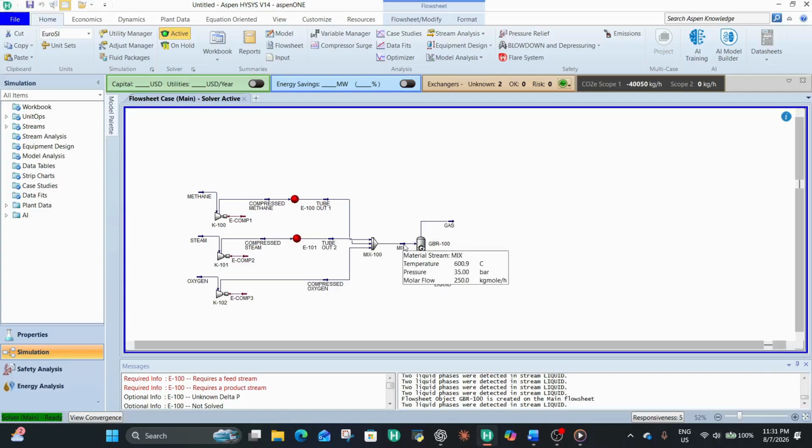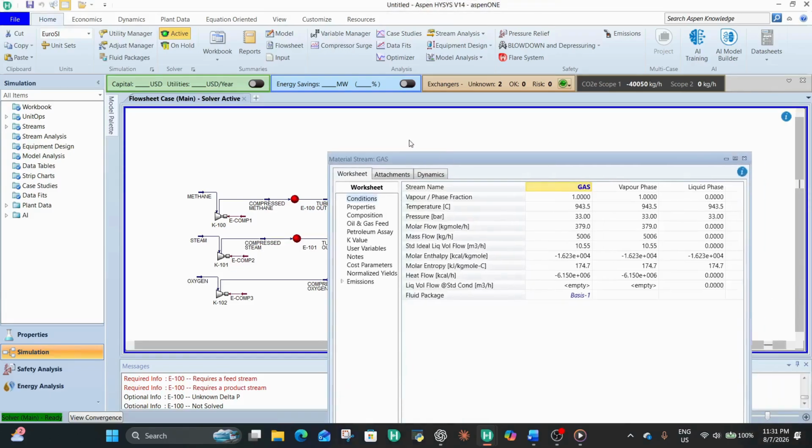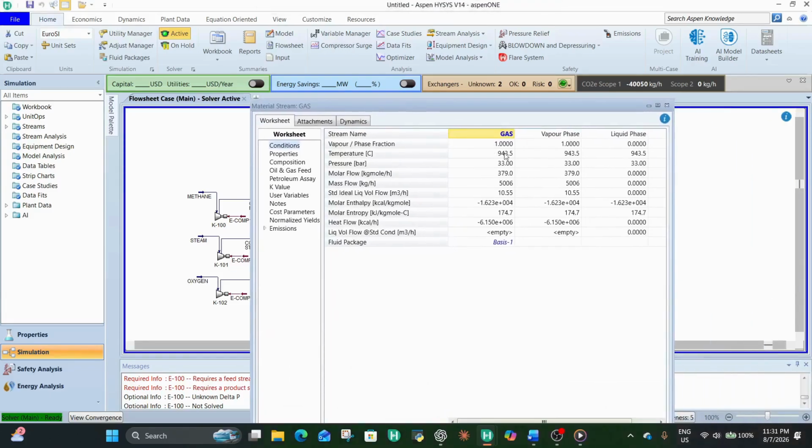Do take note of our flow rate 250, and we now have a flow rate of 339. So basically we gained about 120, 130, and nothing at the bottom. Everything is in the gas stream. And take note of the temperature, 943.5. Now that's more like it.